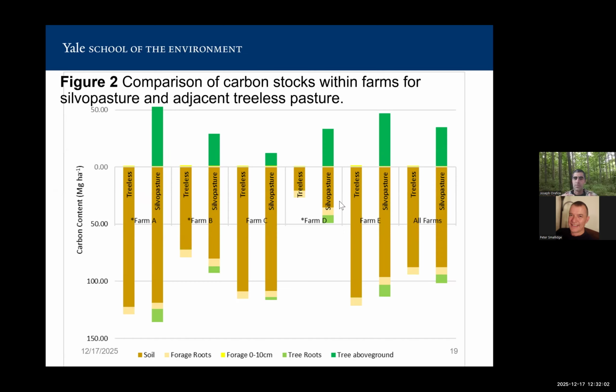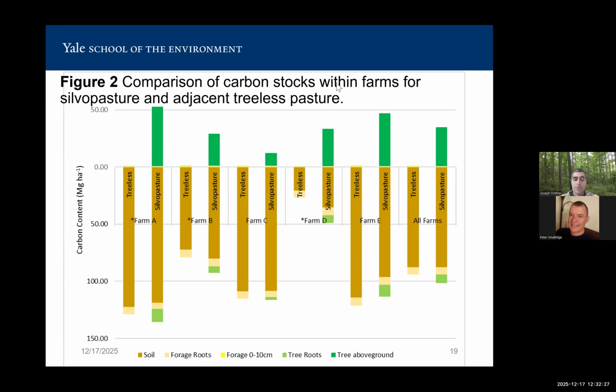Don't stress too much about the difference in soil carbon between these farms. Like, why does Farm D have such a small amount of soil carbon compared to Farm A? That's probably mostly related to soil depth. So Farm D is likely on a soil that's a lot shallower than Farm A.